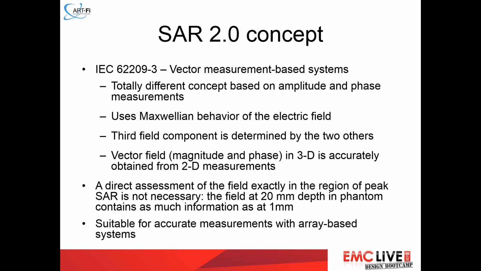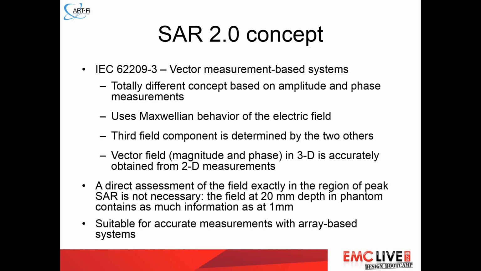Basically the idea is that the Huygens principle says that if you measure a field in amplitude and phase over a surface, just two components, then you can get the 3D field assessment directly from the Maxwell equations. And you get the third component calculated from the two others using the Gauss relation.